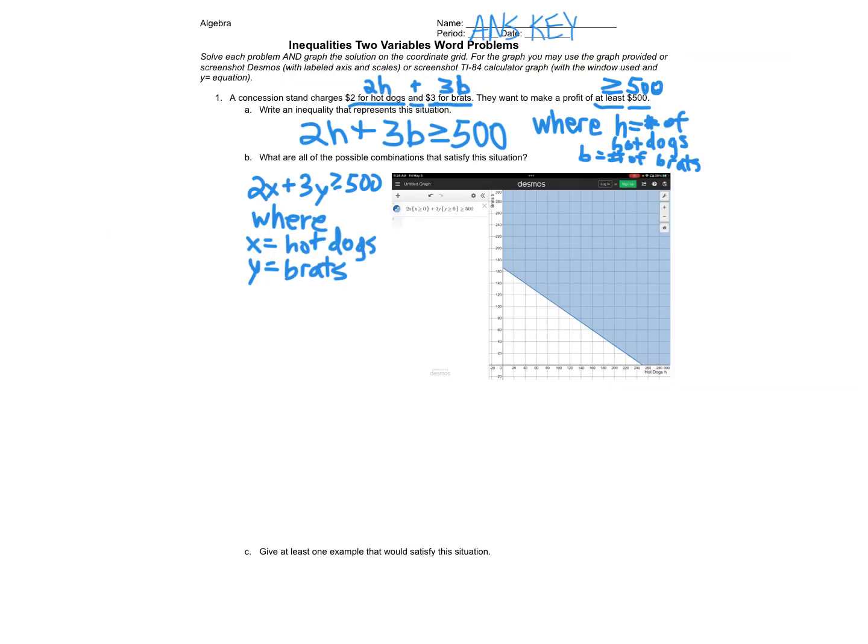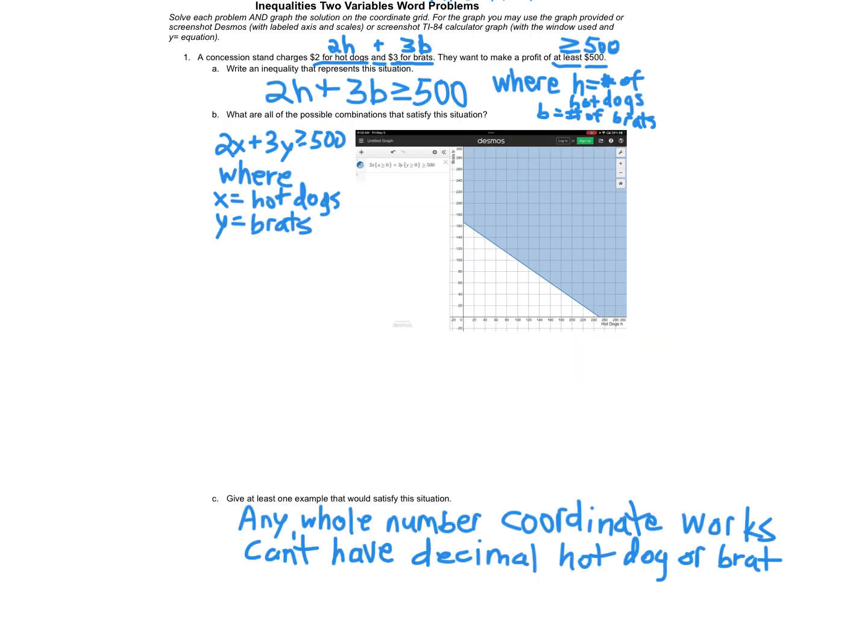Now let's look at part C. Give at least one example that would satisfy this situation. So again, any point in here that's on the side of the blue that's shaded, that's our feasible region. Any whole number answer would work. Has to be a whole number answer. So for example, maybe we could pick the point 140, 100. I see that that is above that boundary line.